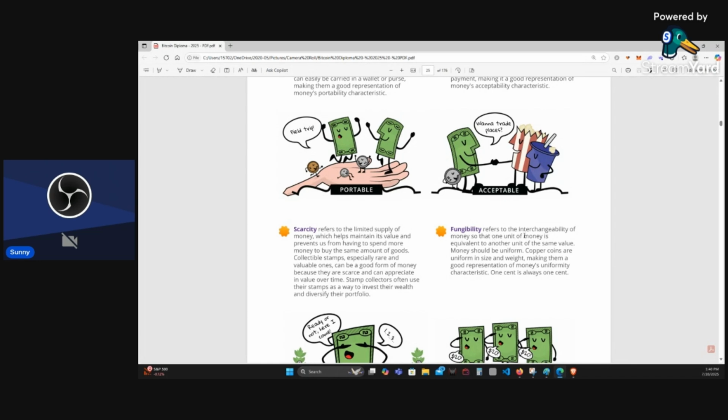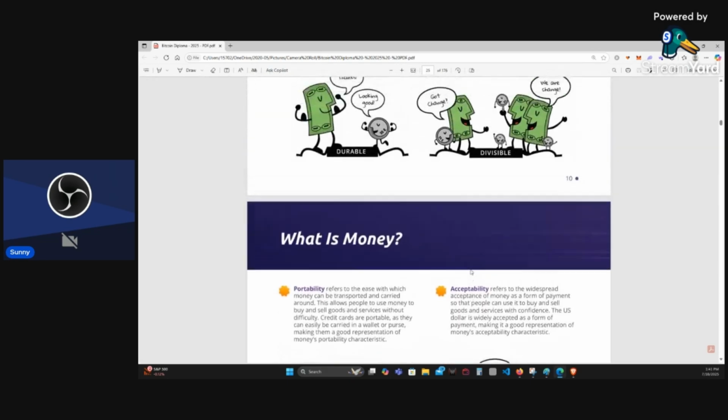So fungibility refers to the interchangeability of money, so that one unit of money is equivalent to another unit of the same value. So $1 equals $1. Your $1 bill is equal to my $1 bill. We can't say that if you have, let's say, a Kyrie Irving card, it's not going to be the same value as my Kyrie Irving card. They're not valued the same. That would be non-fungible. Money is fungible. So these are the six properties of money.